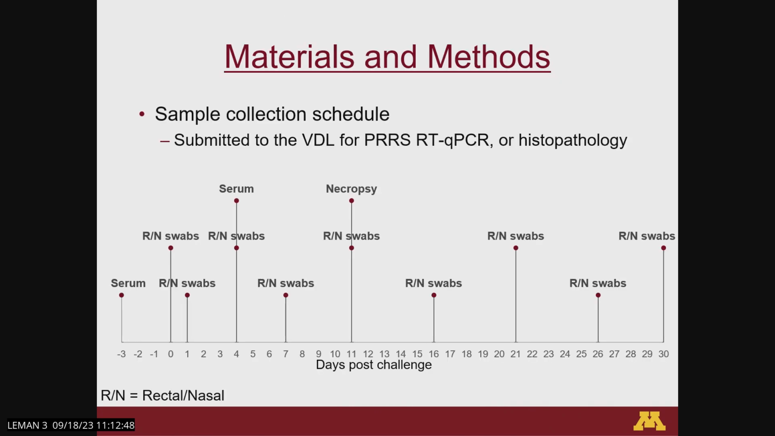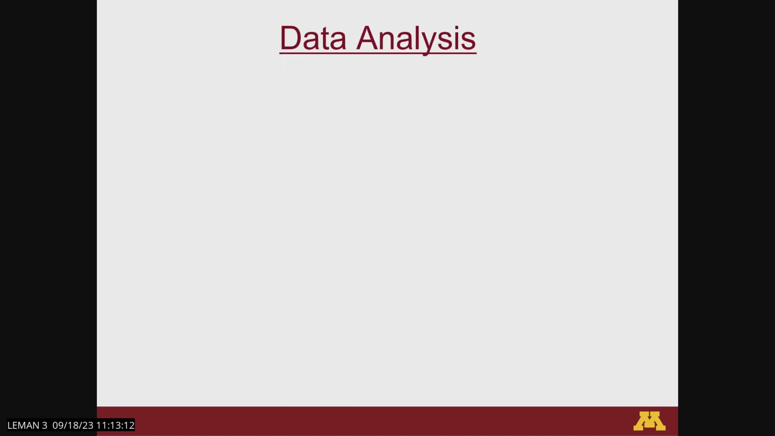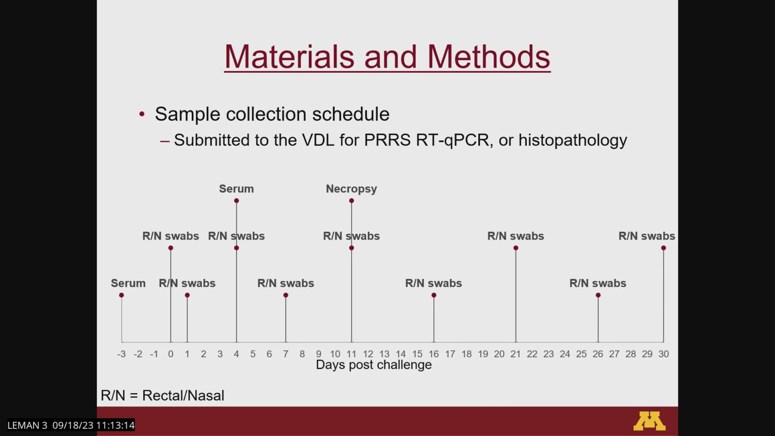Now the samples that we collected. 3 days prior to the challenge, serum was taken to assess if they were ELISA and PCR negative. Once we made sure of that, at day 0, the date of the challenge, previous to challenge, we collected rectal and nasal swabs, and then the same procedure at days 1, 4, 7, 11, 16, 21, 26, and 30.